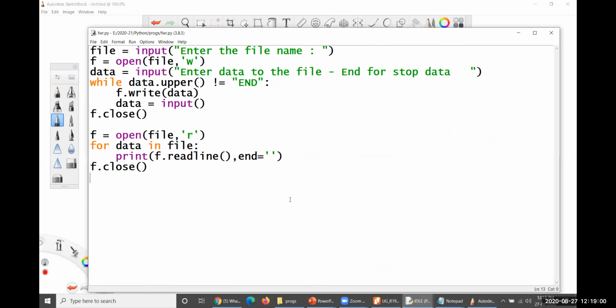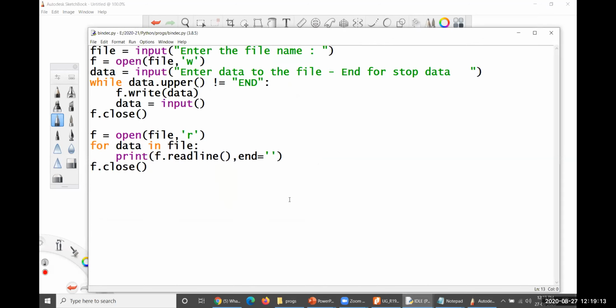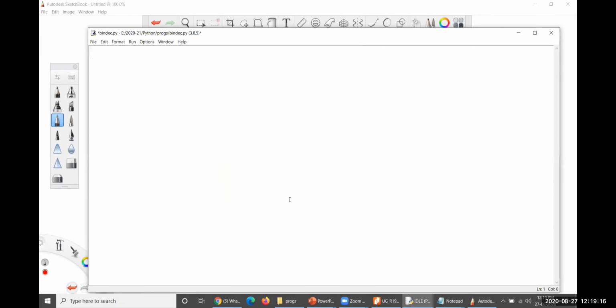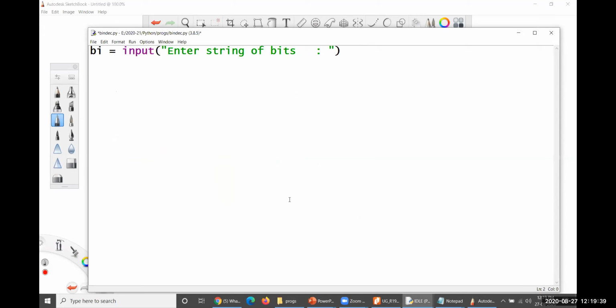Okay, so let me save the file with another name: bin to decimal dot py. Let me close everything that is not required here. So bi will be equal to input. You have to enter a string of bits. You have to take it in terms of a string of bits only. After taking this, the decimal you are trying to convert, decimal will be equal to 0 in the beginning.